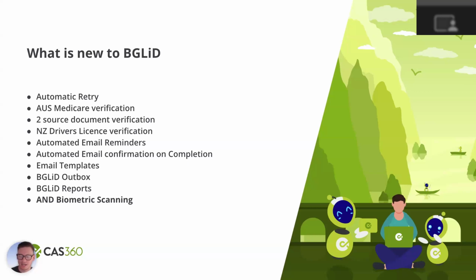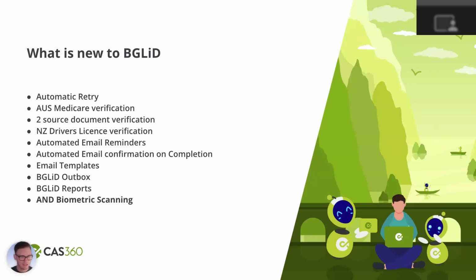Our BGLiD outbox. What we have added here is one screen in CAS 360 where you can see all of your ID verification requests. One global screen where you can see every single request and its status. At the click of a button, you can see how many ID verifications you've done, how many are still pending, and even how many have been successful versus failed. We've also added a number of BGLiD reports. You are able to run reports across the whole BGLiD application.